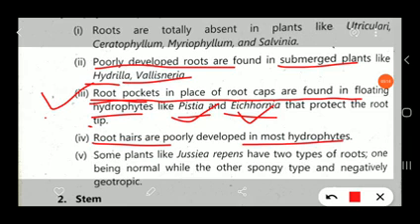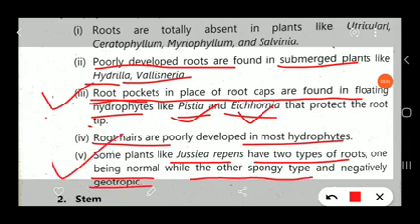Small plants like Juncus repens have two types of roots, one being normal while the other is spongy and negatively geotropic. There are some exceptional plants having two types of roots, like Juncus repens. That is another example of this exceptional plant. These hydrophytes possess two types of roots.